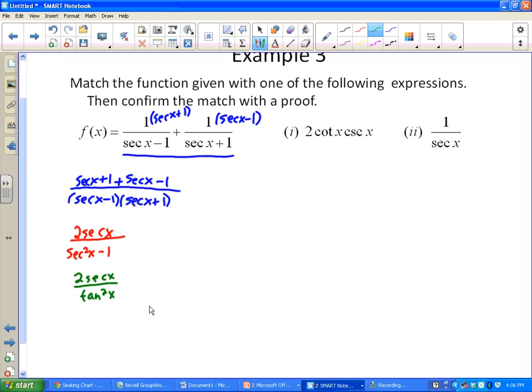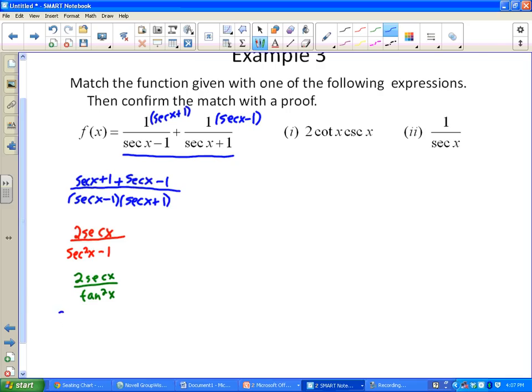Now, hopefully at some point, either soon or maybe we already realized, there's a 2 that we're probably not going to be able to get rid of. So there's a really good chance that this is going to match up with I. So that kind of gives us a goal to work toward, that it's probably going to be I. Let's go ahead and change these to sines and cosines now.